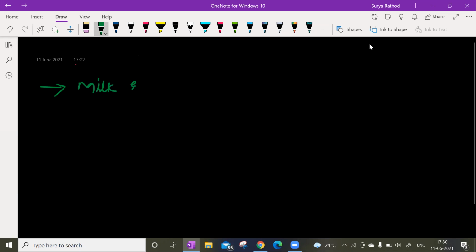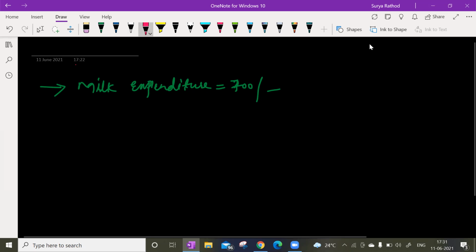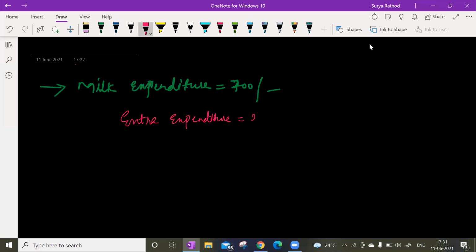Milk expenditure on a monthly basis, how much? Rupees 700. And the remaining varies with the quantity of milk taken extra, at the rate of 25 rupees per liter. So the extra expenditure on milk is rupees 25 per liter.